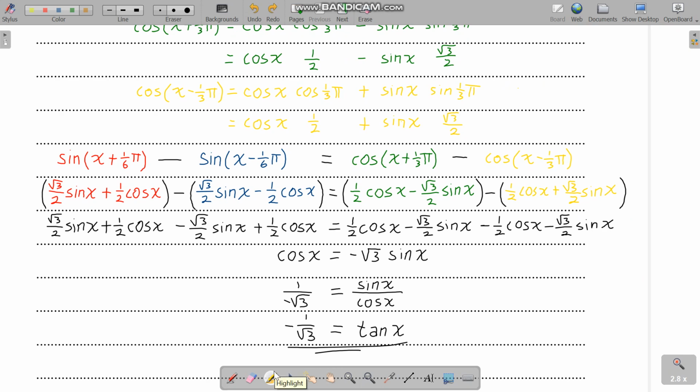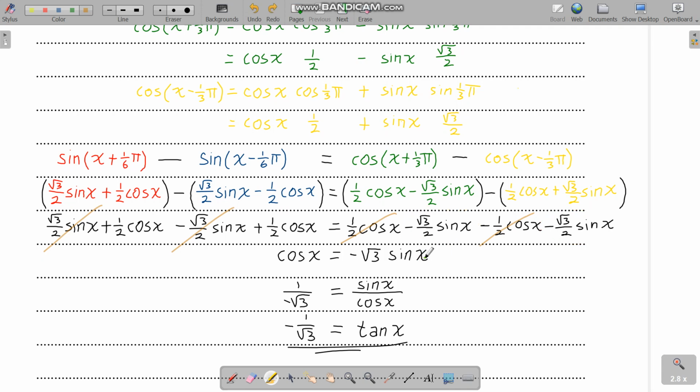Open up the brackets. This is just a plus, so just rewrite exactly the same. There's a minus, so minus plus, and this is a plus, and this is a minus. So open up the brackets, and now you cancel out what you can cancel out. Here you can cancel out, and here you can cancel out. So 1/2 cos x plus 1/2 cos x is cos x, and minus root 3 over 2 minus root 3 over 2, that's just minus root 3.